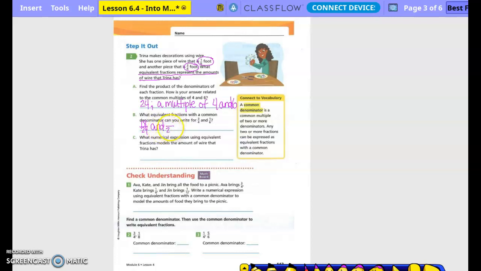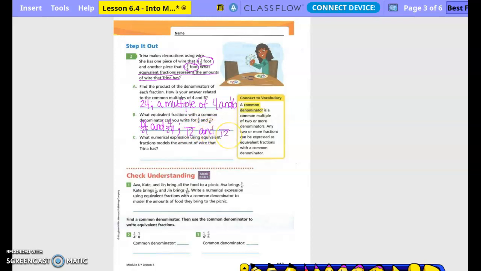if I do this over 24, how do I get from 6 to 24? Times 4. So what I do on the bottom, I do on the top. Okay, so that would be one way we can do it. But is there a smaller common denominator that we could use? 12, right? Okay, so let's use it.